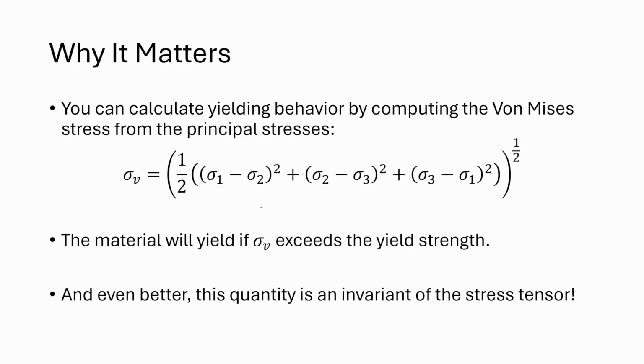What is even better about the, well, I don't know about better. I said even better, so I must have meant it. From a math point of view, this quantity, the von Mises stress, is what we call an invariant. This is a new idea, so I guess this is our new math idea for the day.